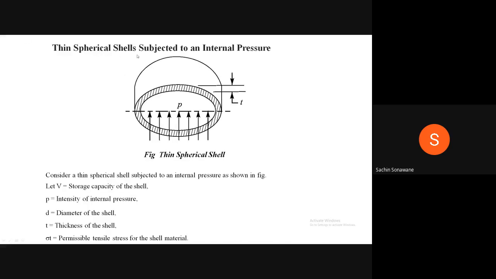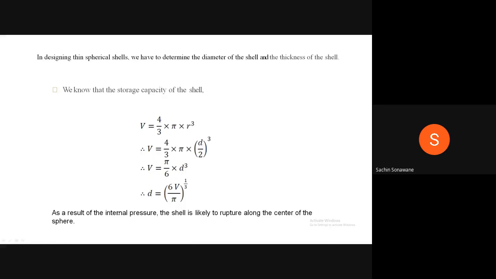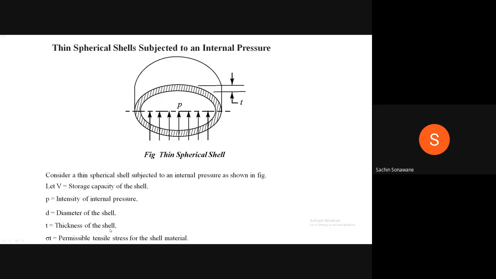Then, thin spherical shells subjected to an internal pressure. This is the spherical shell. It is subjected to an internal pressure. This is thickness T. Consider a thin spherical shell subjected to an internal pressure as shown in the figure. Let V be the storage capacity of the shell, P the intensity of internal pressure, D the diameter of the shell, small t the thickness of the shell, and sigma t the permissible tensile stress for the shell material.